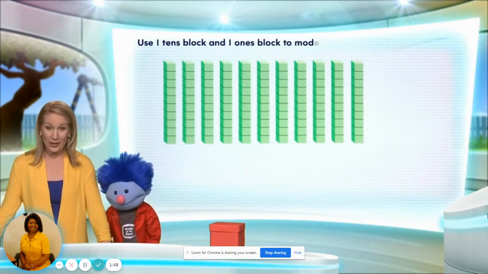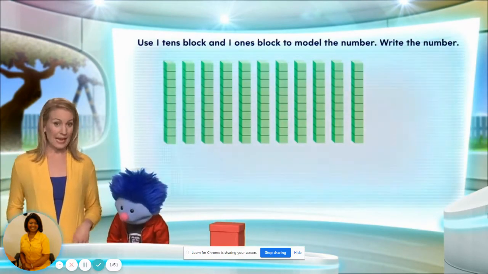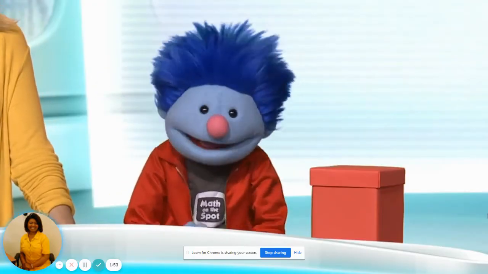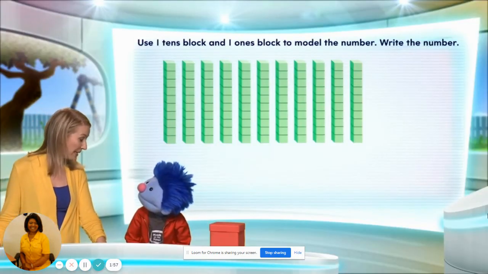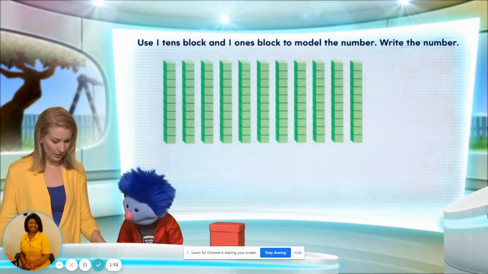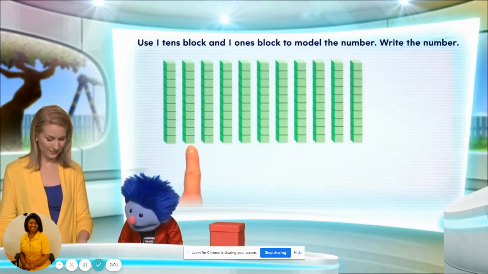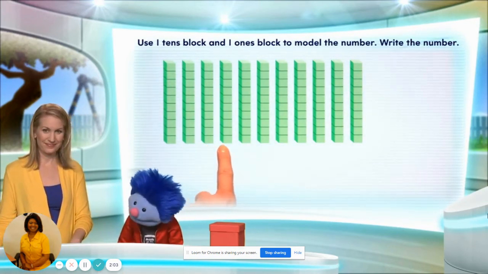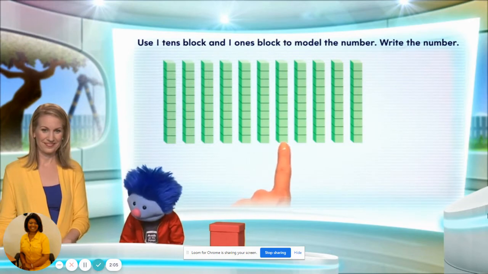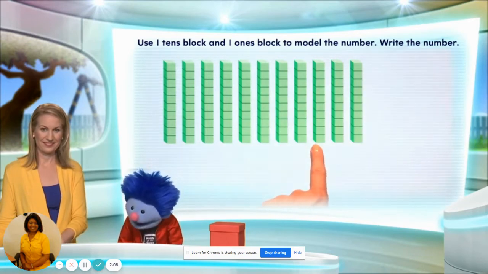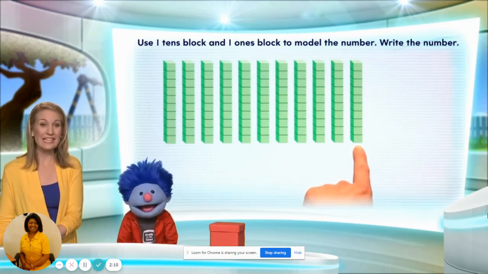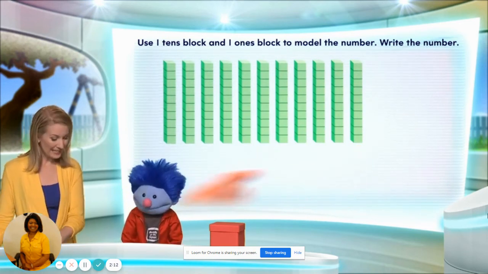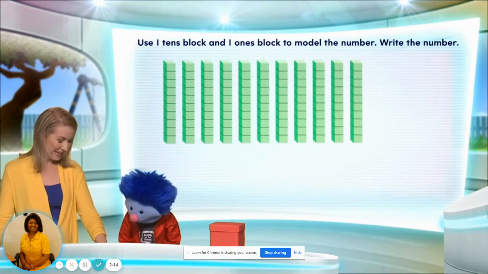Okay, so take a look at all these tens. Wow, that's a lot of tens. I know. Let's count to see how many tens we have. 1, 2, 3, 4, 5, 6, 7, 8, 9, 10, 11. That's right. We have 11 tens.